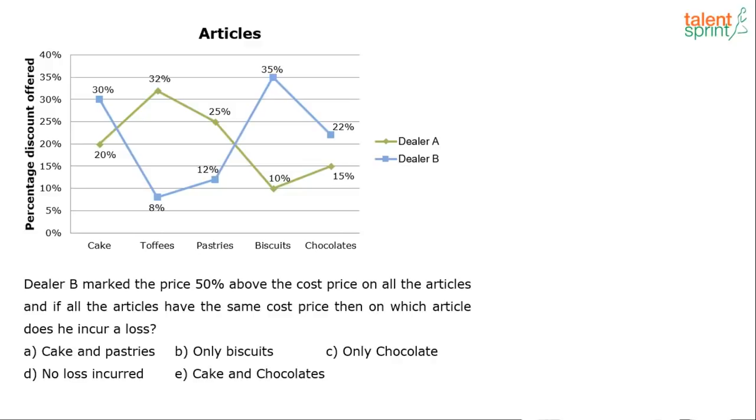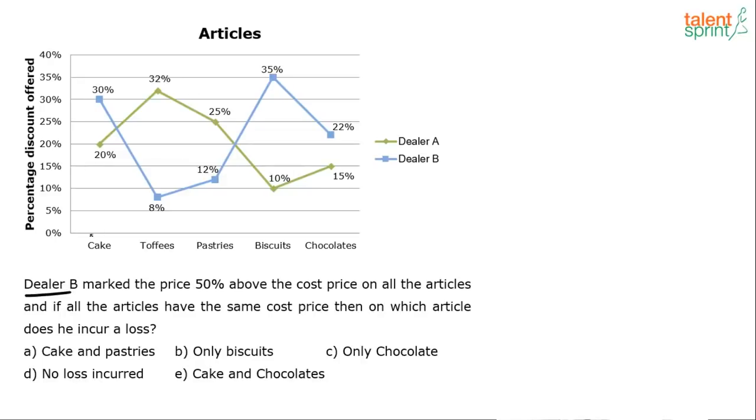Next question on your screens now. Dealer B marked the price 50% above the cost price on all the articles. And if all the articles have the same cost price, then on which article does he incur a loss? So we are talking about dealer B here, right? Forget about dealer A. Forget about the green line.